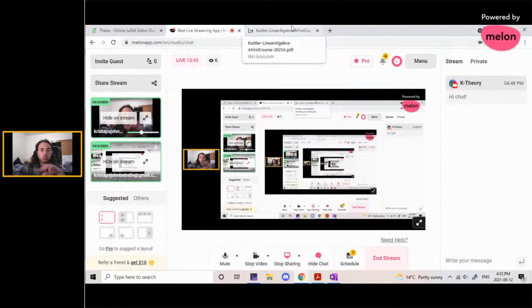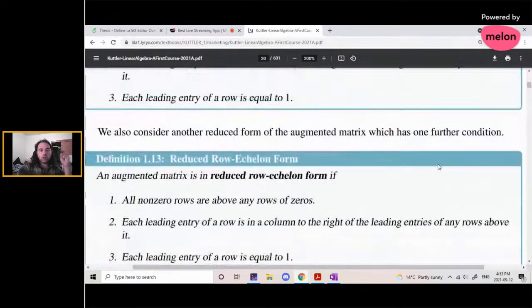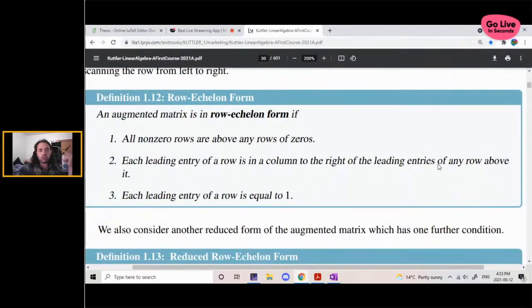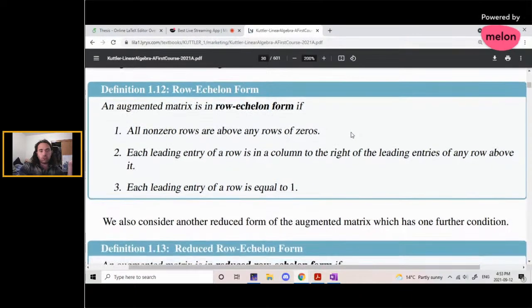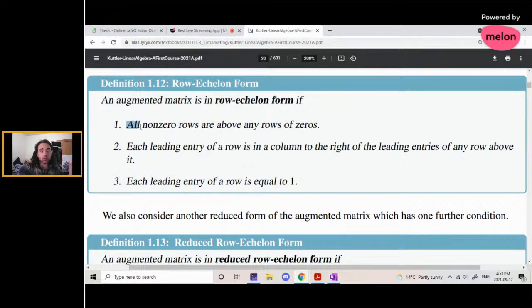Should have the textbook open here. On the textbook for the course, I think I might have to add the link to the description below, but it is in the description of the very first video. I gave the textbook that I'm using for the course that I'm TAing, although it shouldn't be very different if you're watching these live streams from a different university. So the definition here is definition 1.2 of a row echelon matrix. A matrix is in row echelon form if it satisfies all 3 of these conditions at the same time. So let's check if that's true.